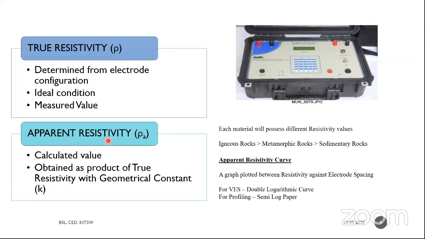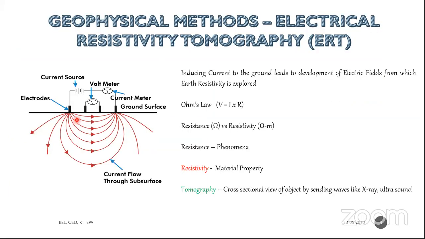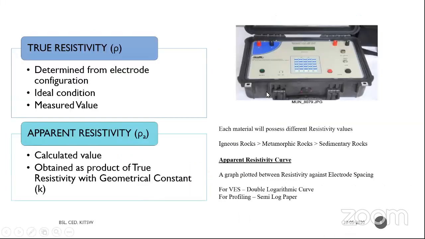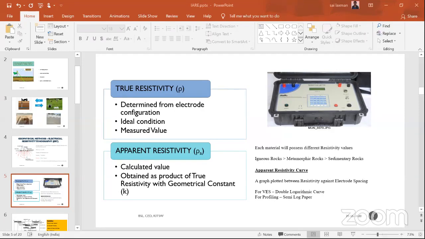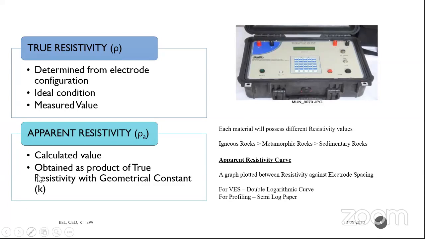As I'm discussing here, the current waves will be passed through the soil. As we go deeper into the soil, different types of soil strata are observed. So each soil will have different resistivity values.